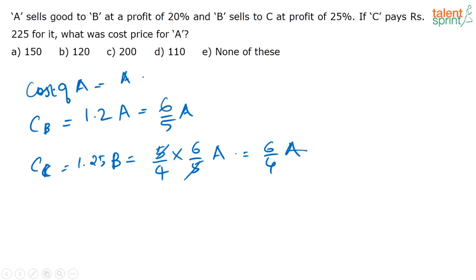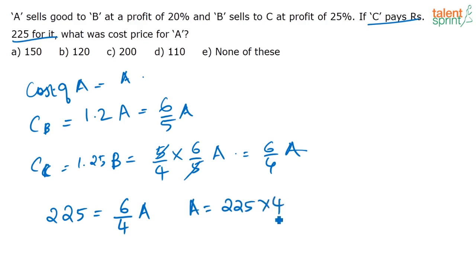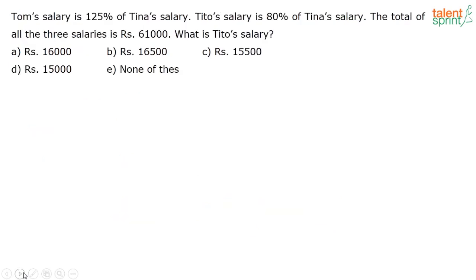Now what is given in the question? It is said that C pays 225 rupees, or I can say 225 is equal to 6 by 4 of A, or A is equal to 225 into 4 by 6, that is equal to 150. Option A. Hope it's clear. Let's move on to the next question.